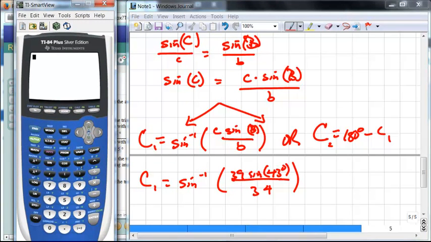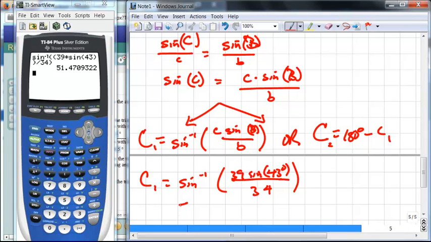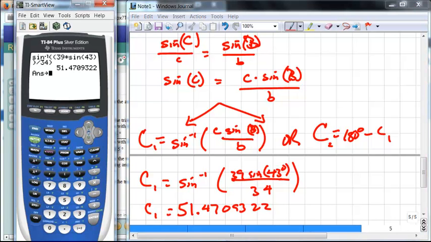Now I'm in degree mode, so my answer will come out in degrees, which is what I want here. Let's double check, yes. So we do inverse sine of parentheses 39 times the sine of 43 degrees, close the numerator, divide by 34, close the inverse sine. And this is one possibility for C: 51.470932. Let me store that as C. That's one of the possibilities for C.